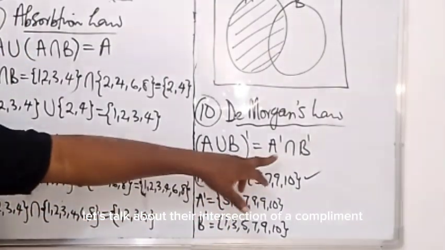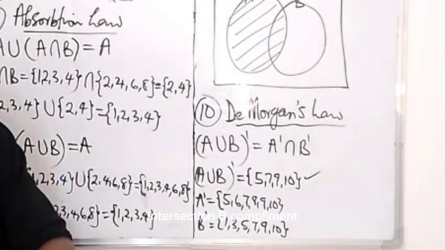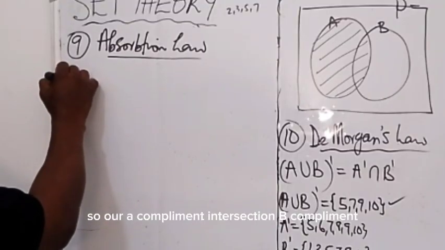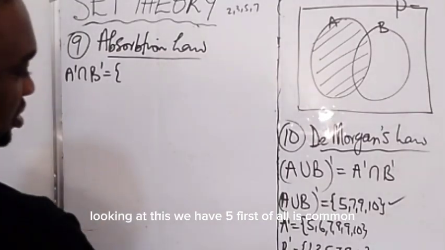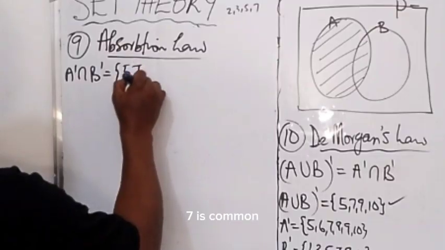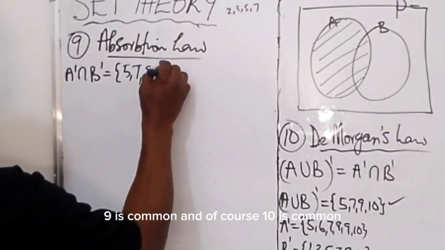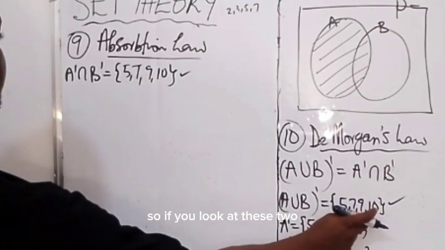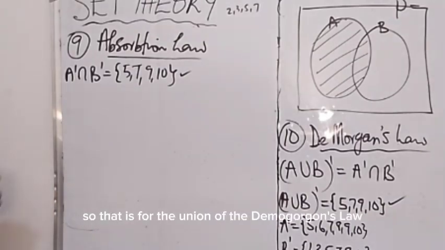Then let's talk about their intersection, A complement intersection B complement. I'll wipe off this part of the board. So our A complement intersection B complement. Looking at this, we have 5 first of all is common, 7 is common, 9 is common, and of course 10 is common. So if you look at these two, they are very much the same. So that is for the union of the De Morgan's law.